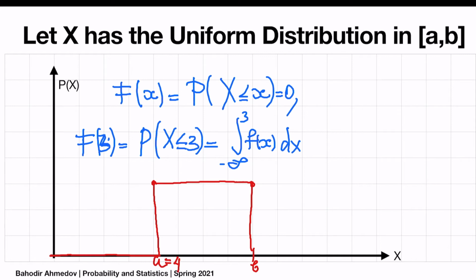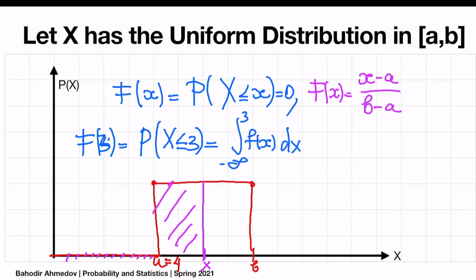What if x is in between a and b? For example, if x is here, what is going to be the cumulative distribution here? 1? No, it's not going to be 1. It's the area from minus infinity until x, right? It is going to be this area. So all of this area, which is 0, plus this area. What is the area of this region? x minus a divided by b minus a.